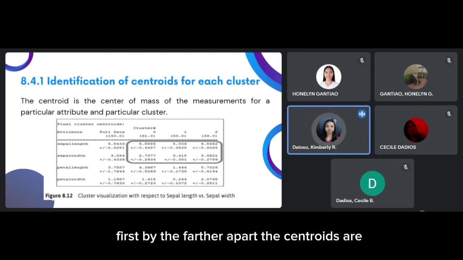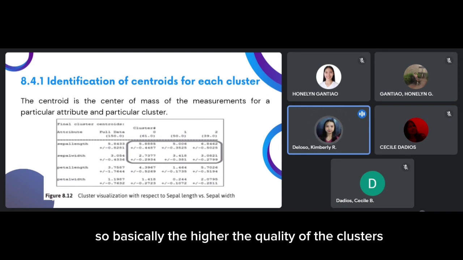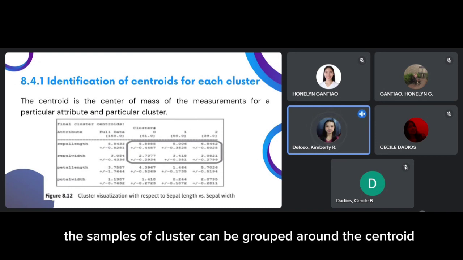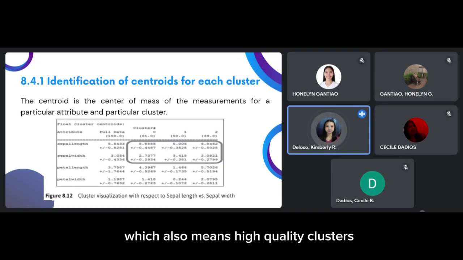First, kay the farther apart the centroids are, the less nga ang clusters kay mag-overlap. So basically, the higher the quality of the clusters. Ikaduha, the lower the standard deviations, the more tightly ang samples sa cluster kay na-grouped around sa centroid, which also means high-quality clusters.